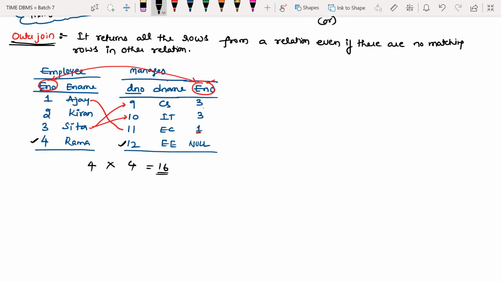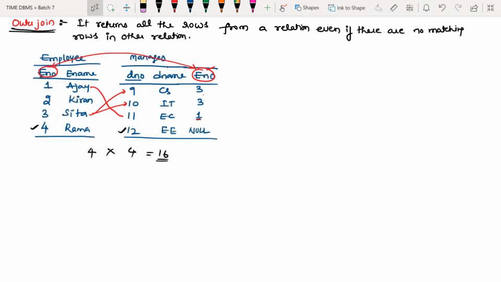That is the point I said here. What is the point I have written? It returns all the rows from a relation, even if there are no matching rows in the other relation. All rows of a relation can be displayed in the output. That is outer join.